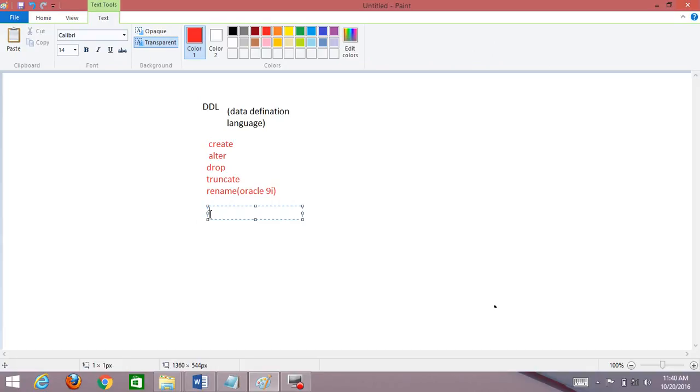Then I am going to the second topic, DML. What is DML? What is DML used for? DML is the data manipulation language. First, what is the use of DML? First, insert. How to insert?